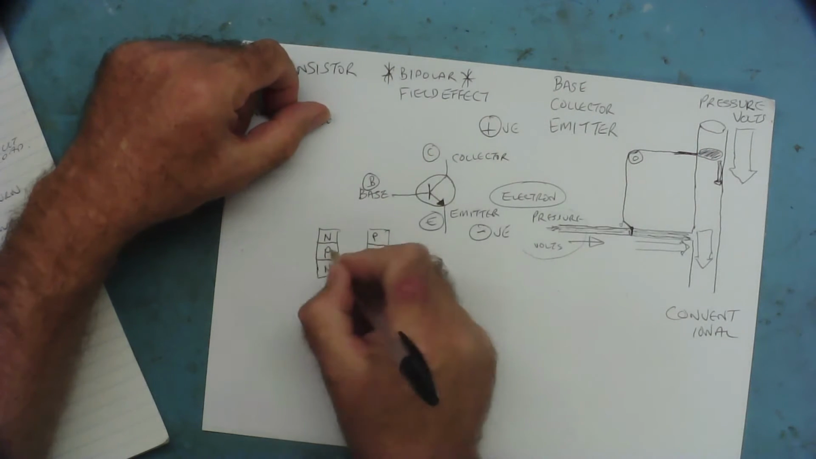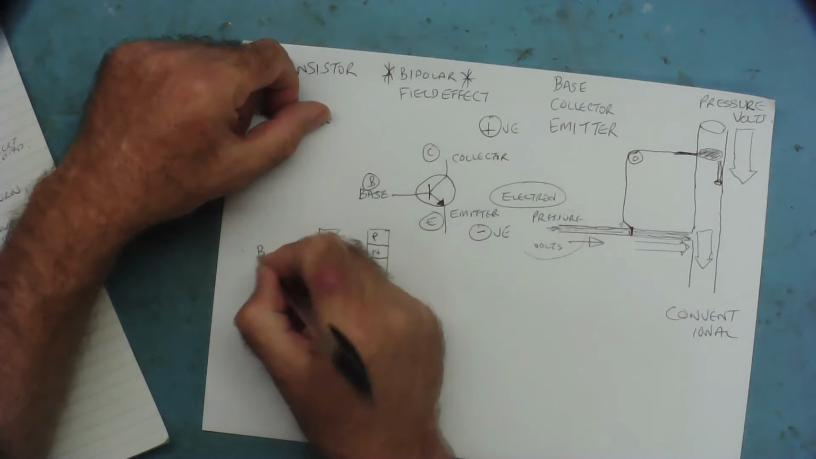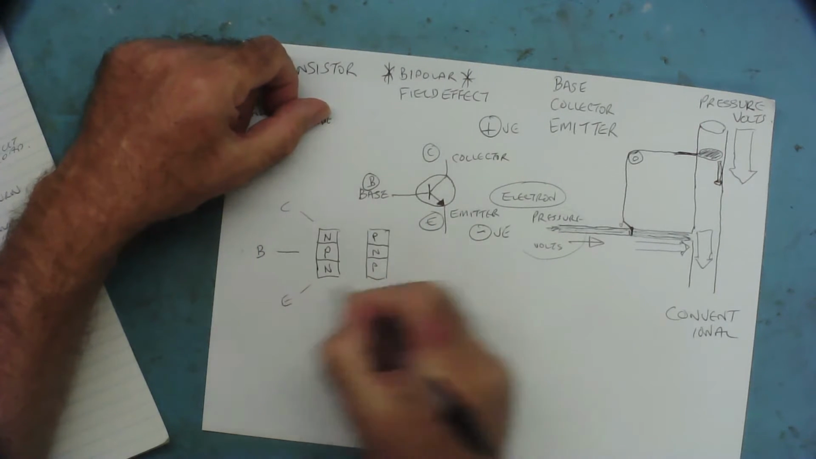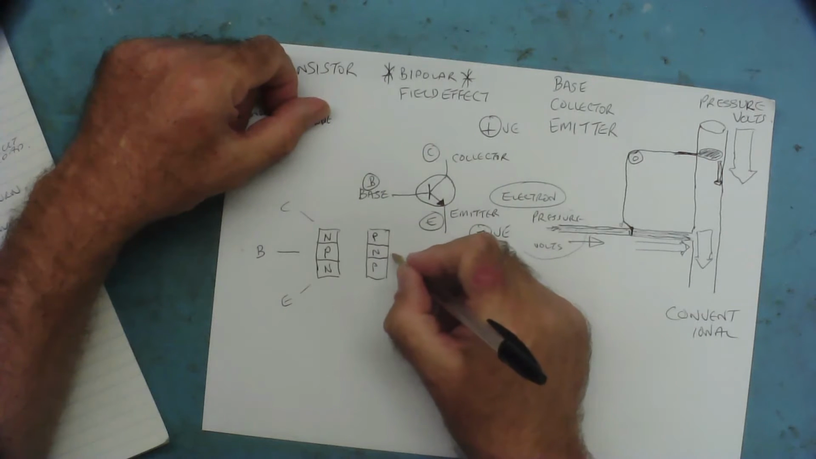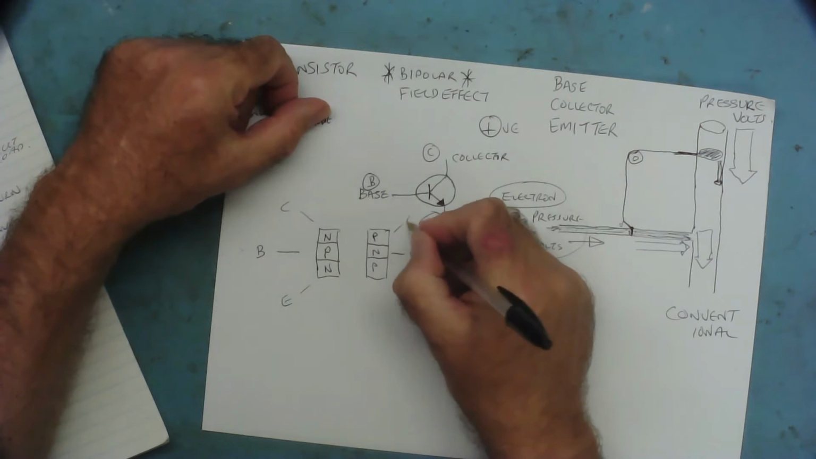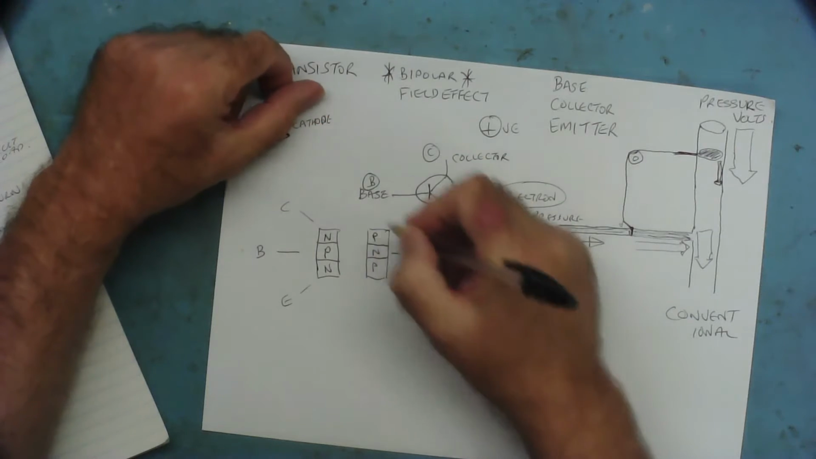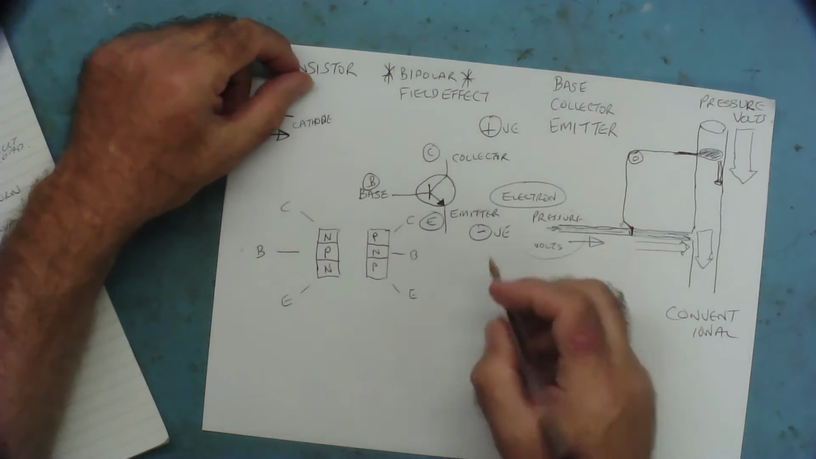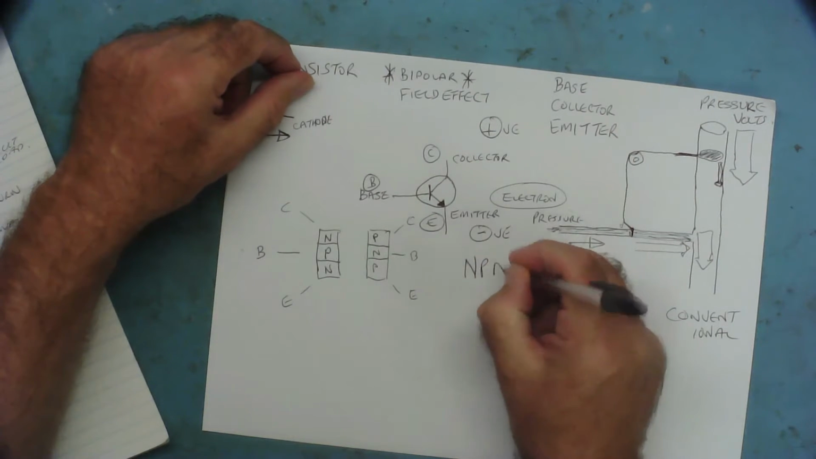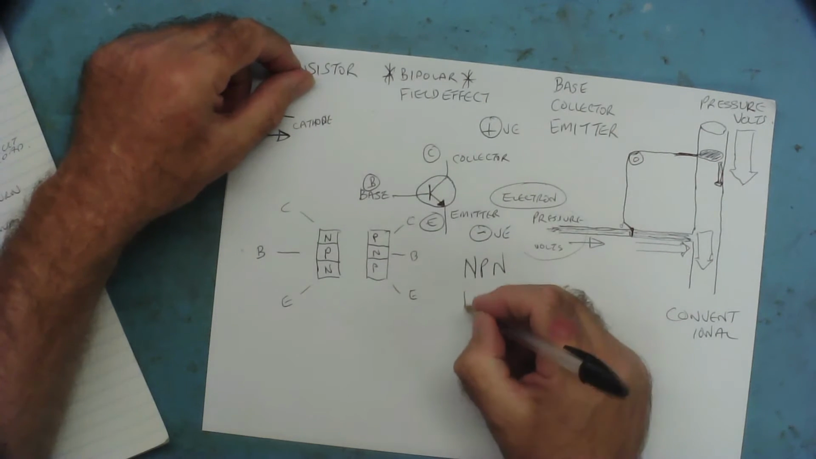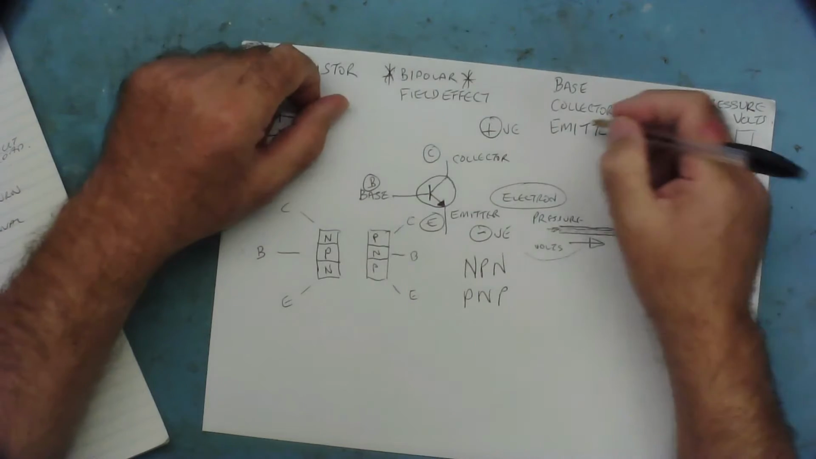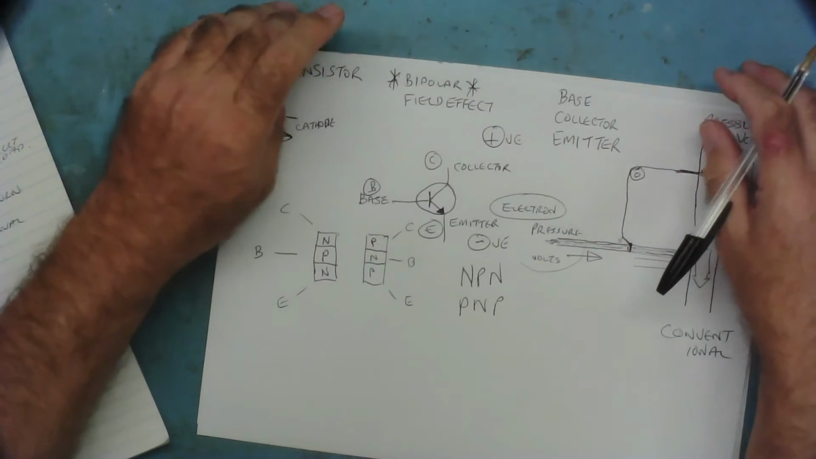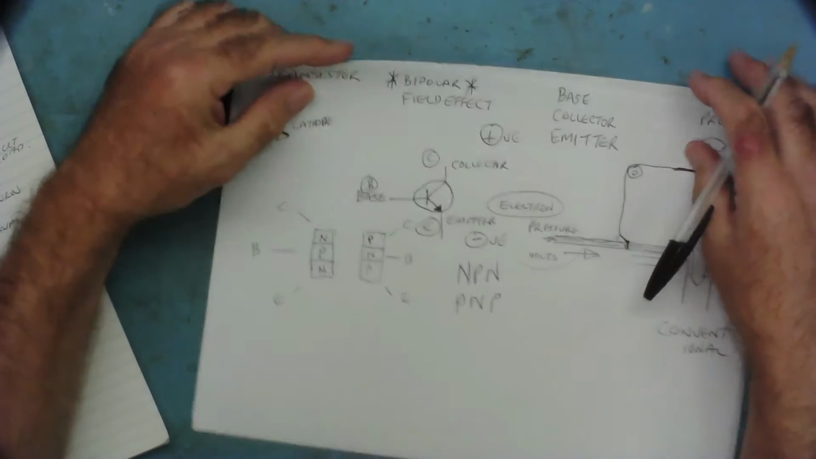This one, the middle junction, is the base, and you have collector and emitter. And in this case, the N is the base, with collector and emitter. And these two types, strangely enough, this type they call NPN, and this type they call PNP. So that makes that easy. That's the two types of bipolar transistor that you get.